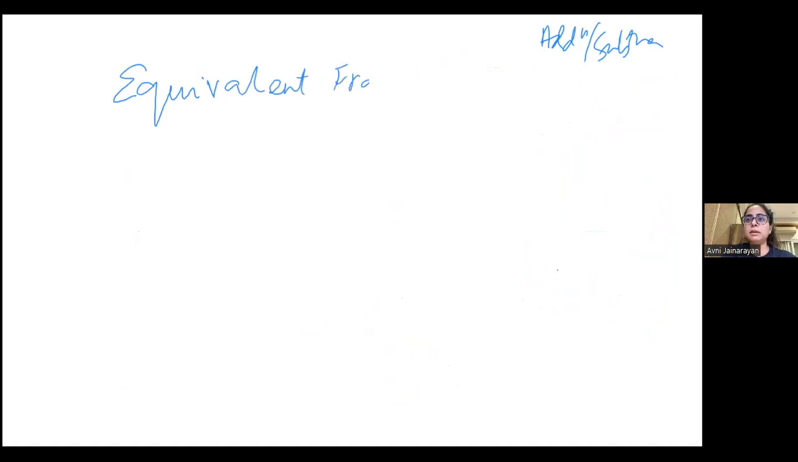Equivalent fractions का मतलब क्या होता है? Equivalent fractions का मतलब होता है कि they are equal.